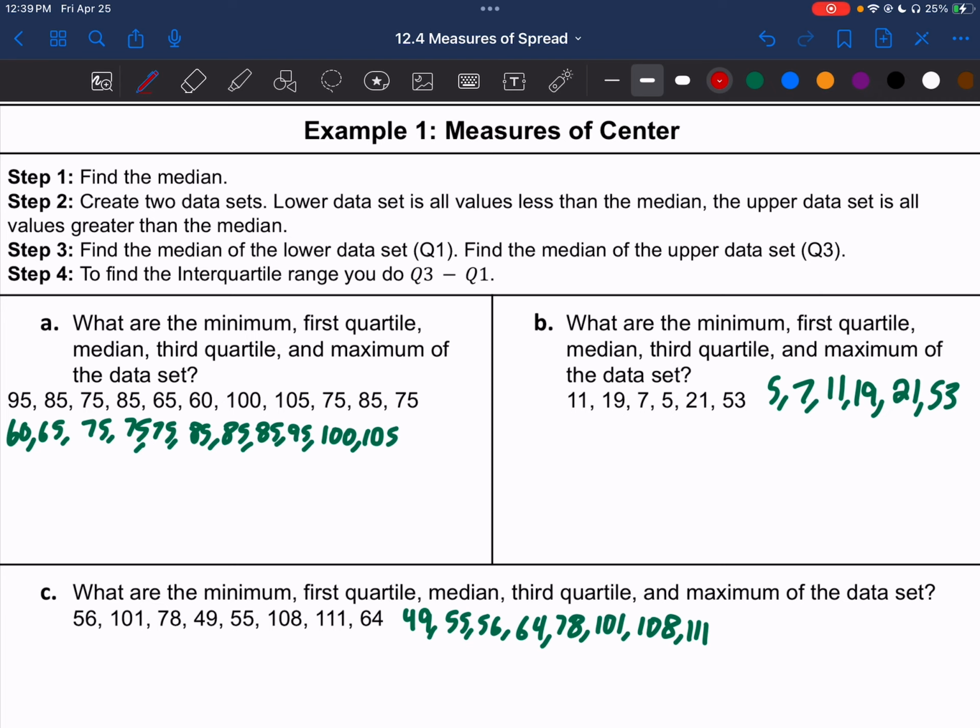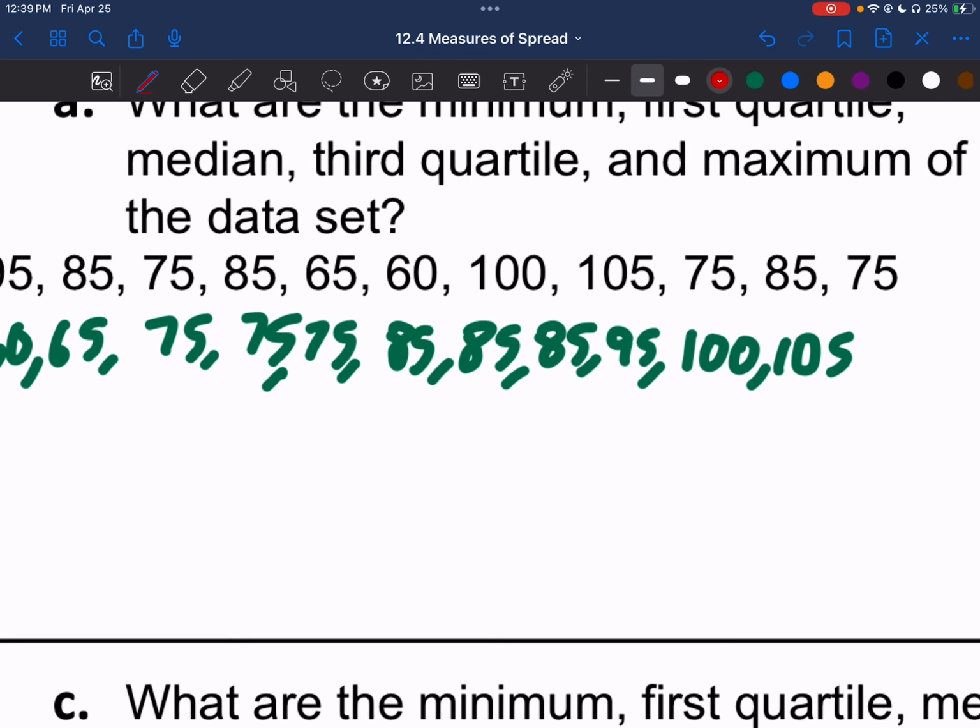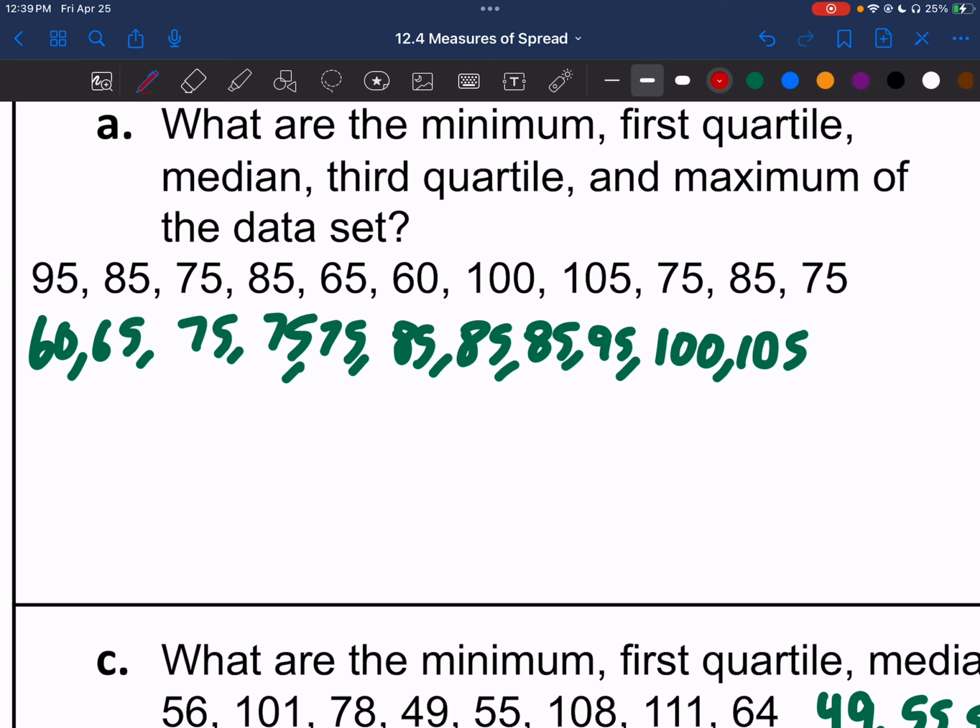The first thing we're going to do is find the median. The second step is to create 2 data sets, a lower data set that is all the values less than the median, and an upper data set that is all the values greater than the median. You're going to find the median of the lower data set, that gives you quartile 1. You're going to find the median of the upper data set, quartile 3, and then to find the range, you do Q3 minus Q1.